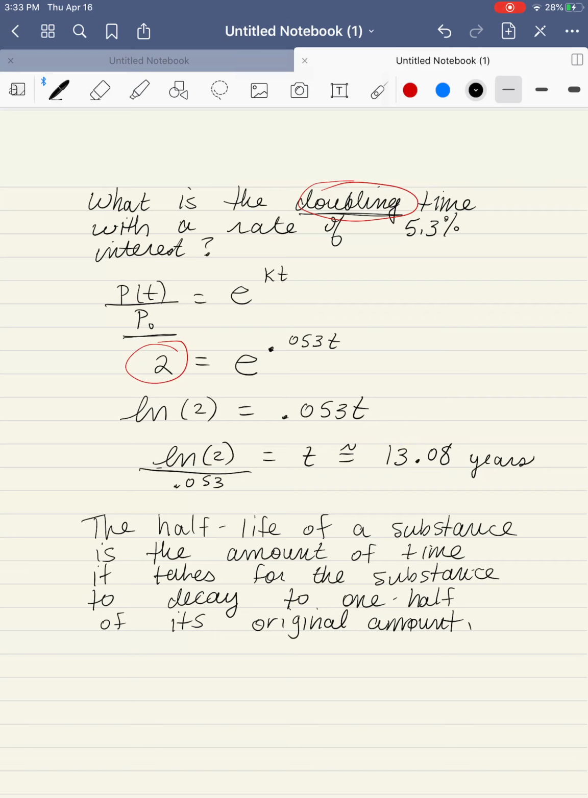The half-life of a substance is the amount of time it takes for the substance to decay to 1/2 of its original amount. So half-life relates to things that are decaying, not growing. And notice that it's the amount of time. So a half-life is a time.